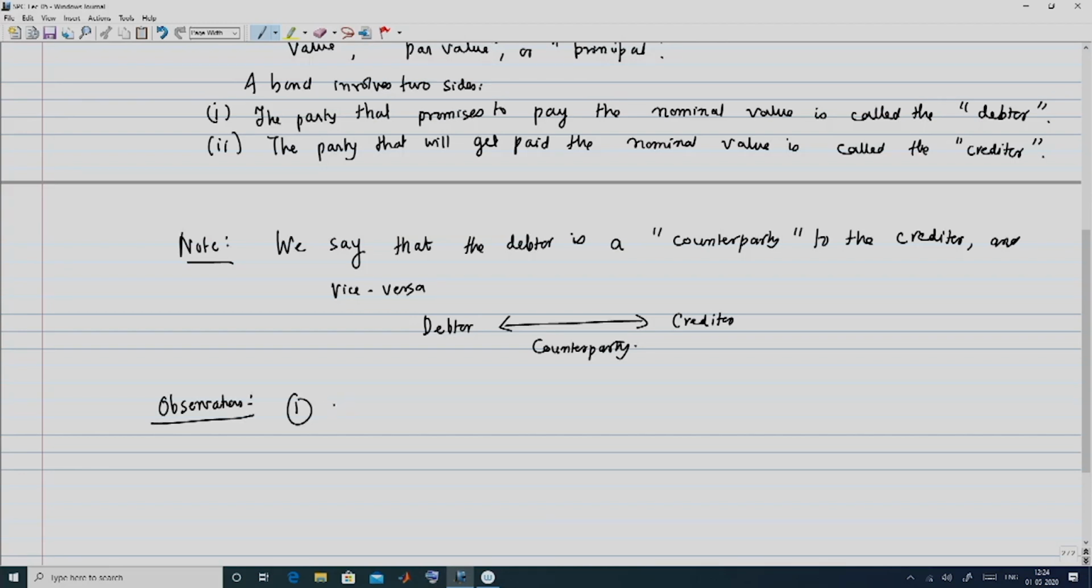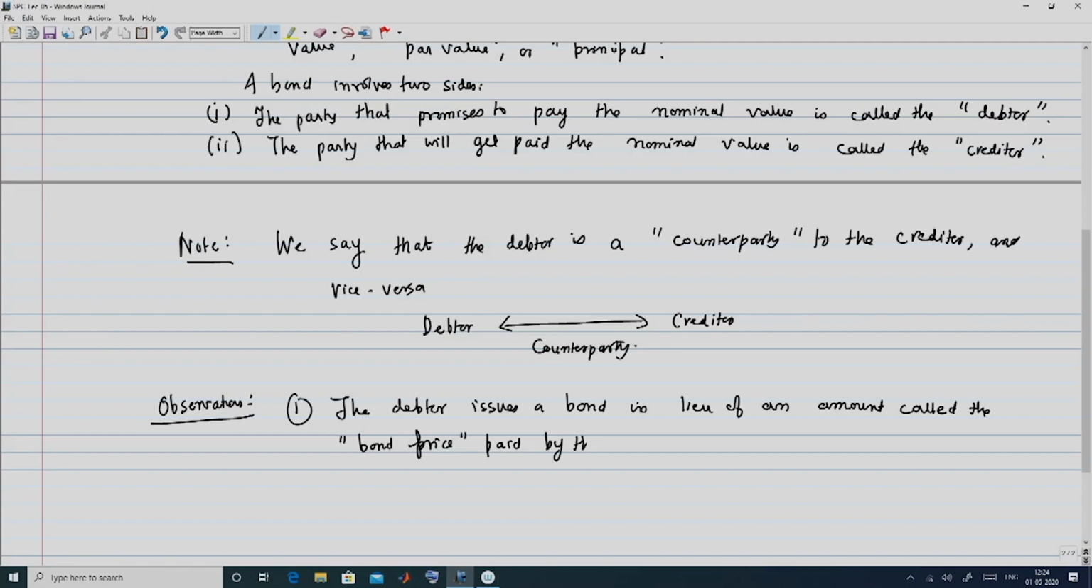So, now we make some observations and also introduce a few more terminologies. So, the first thing that we talk about is that the debtor issues a bond in lieu of an amount called the bond price, which is paid by the creditor.